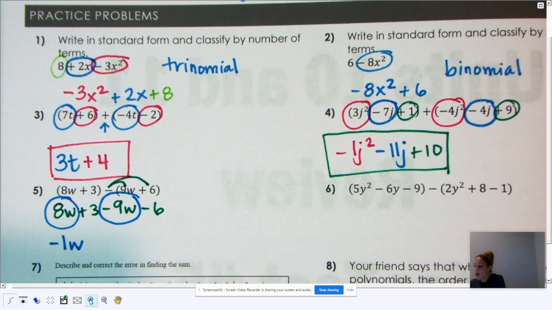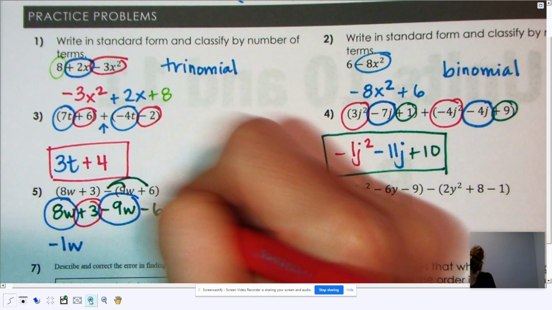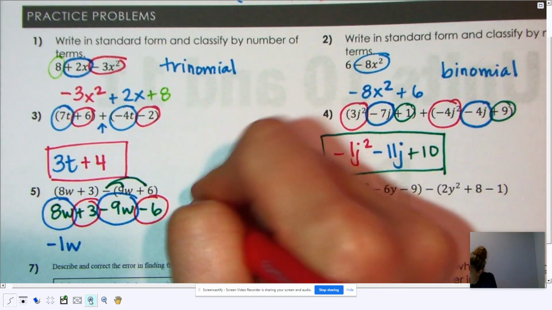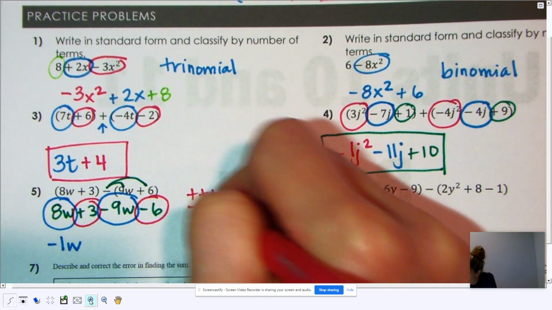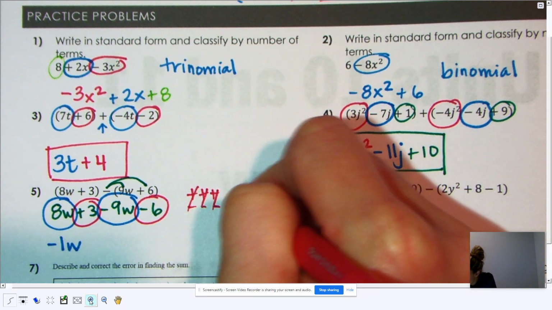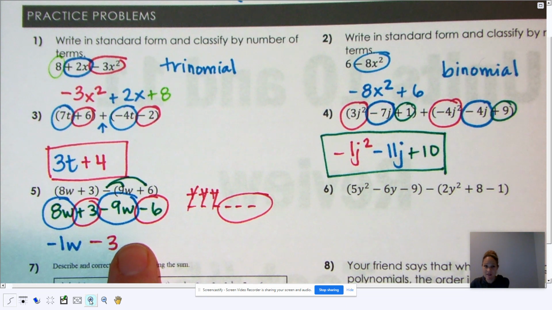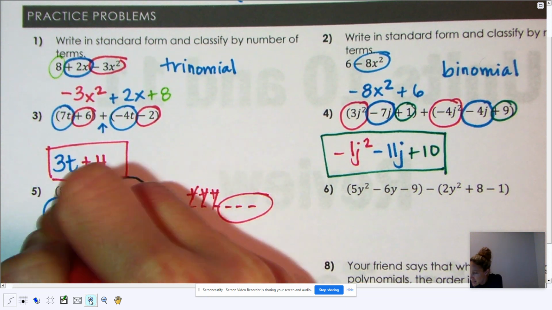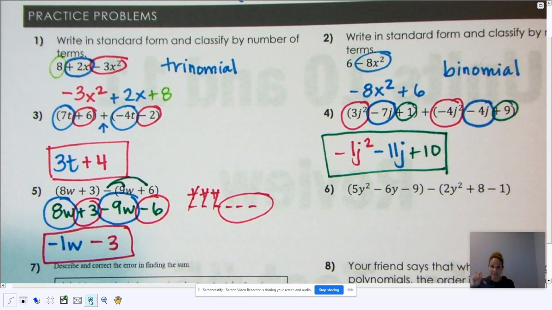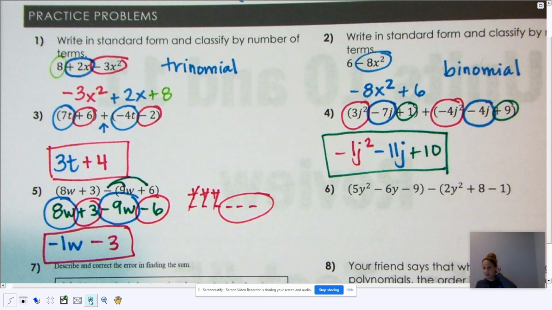Okay, and then I have a plus 3 and a minus 6. So if I have 3 positives and 6 negatives, 3 of those will cancel, and I have 3 negatives left over. No w or anything stuck to it. So that is my final answer. Again, when you're typing this into Canvas, I would not put the 1 in there, okay? Because 1w is just w. You do need the negative though.